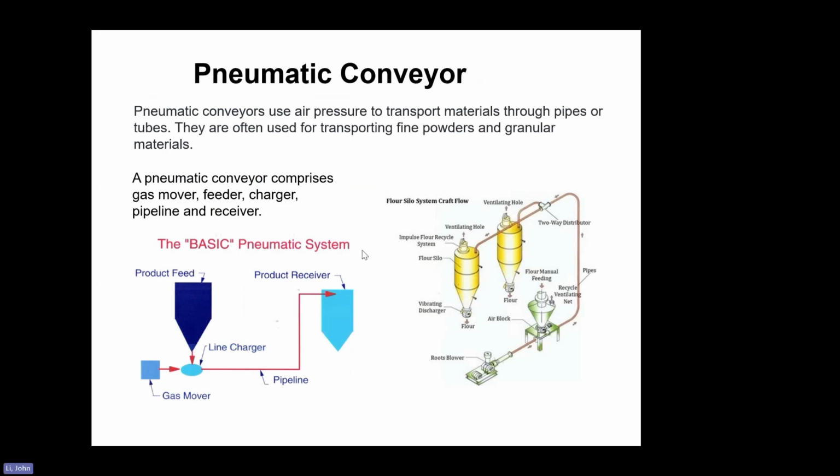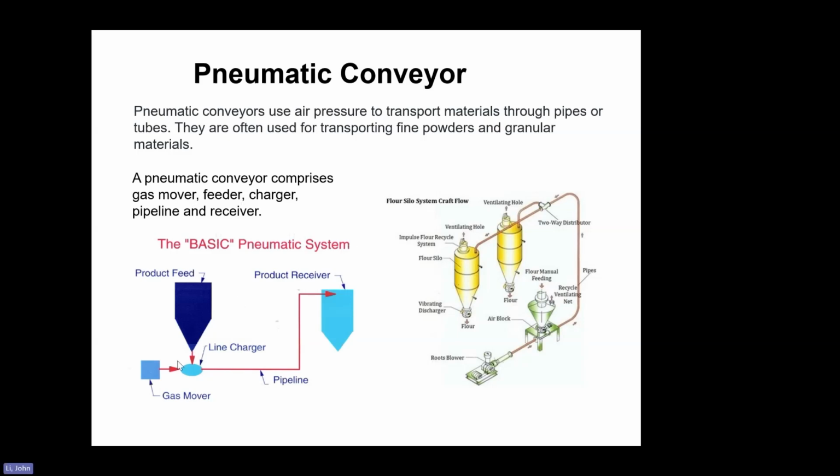Last one is the pneumatic conveyor. This one is different from other conveyors because it uses air to move materials, not mechanical means. So a pneumatic conveyor uses air pressure to transport materials through pipes or tubes. They are often used for transporting fine powder and granular materials.